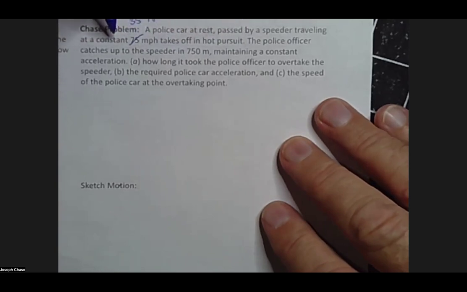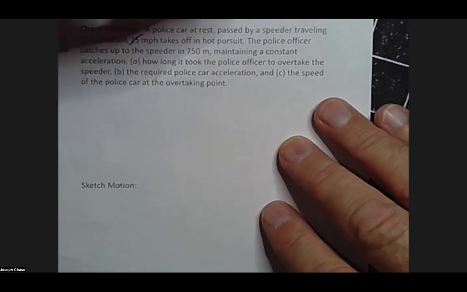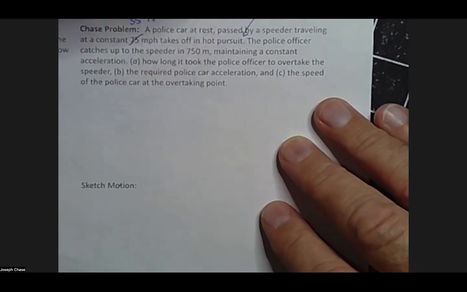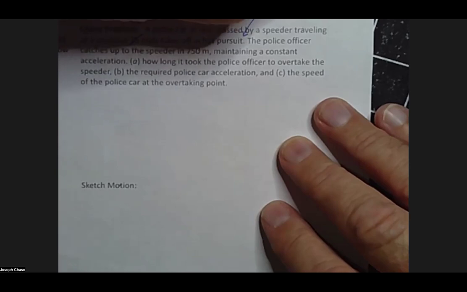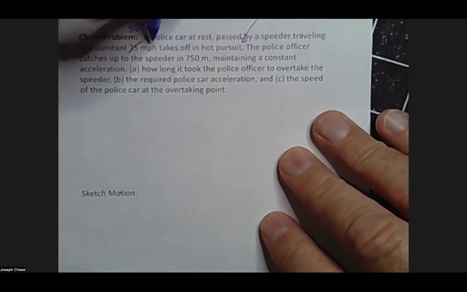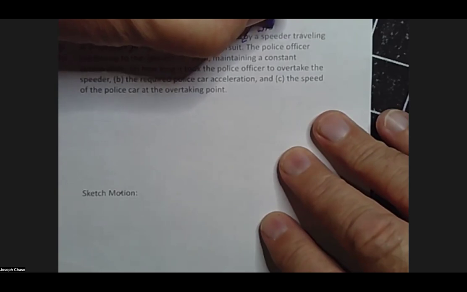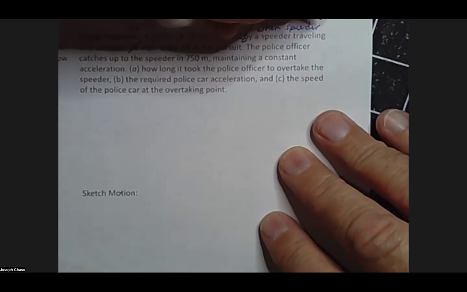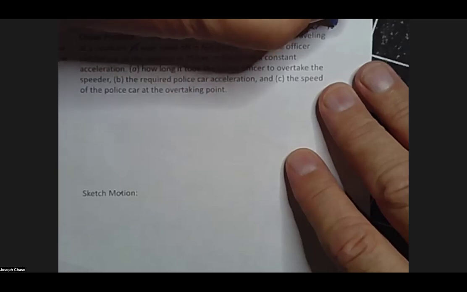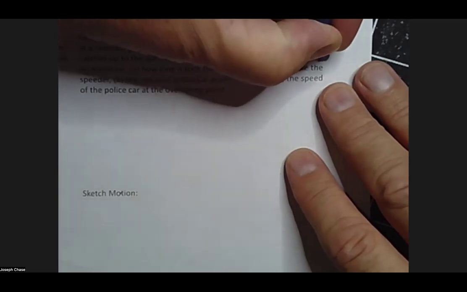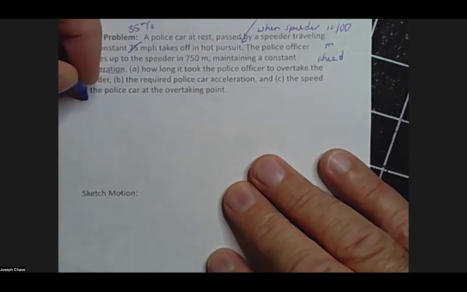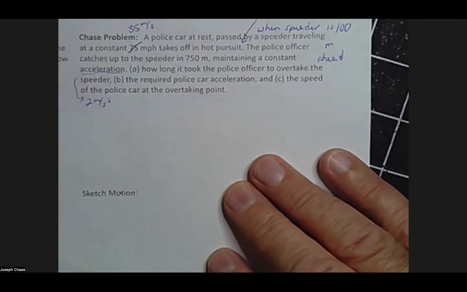So the police car is at rest and passed by a speeder, and takes off in hot pursuit when the speeder is 100 meters ahead. Same thing with the 35 meters per second. And then maintaining a constant acceleration. So let's give them an acceleration. Let's suppose their acceleration is 2 meters per second squared.